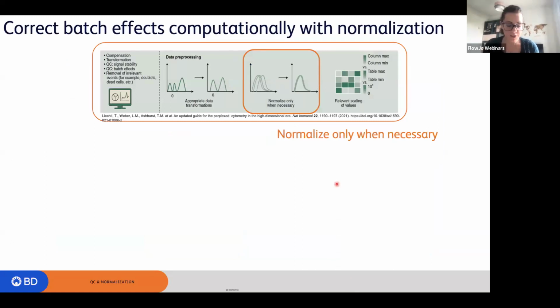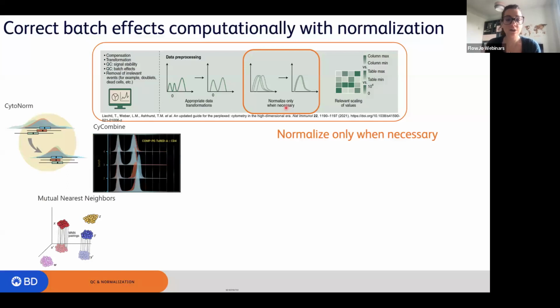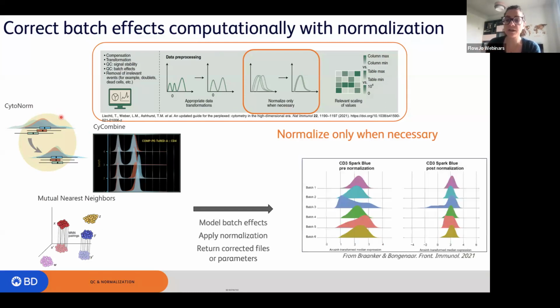So what we can do, first of all, in this beautiful figure right here, there is one sentence which I like: normalize only when necessary. Why do you want to do that? Because if you do have small biological differences, you may lose them with normalization. With this being said, we have a few tools for normalization: CytoNorm, cyCombine, or MML. These tools basically model the batch effect and apply normalization, and what they give you in return will be corrected files or parameters. Here is an example of how the different batches look for CD3, for example, before and after normalization. As you can see, we try to normalize the signal for each marker across different batches.